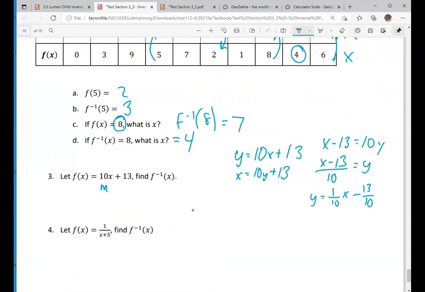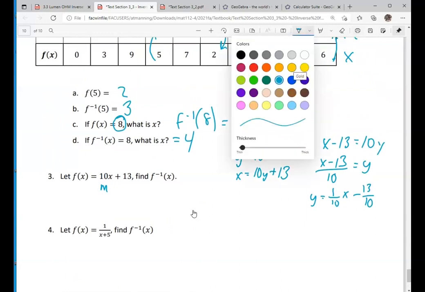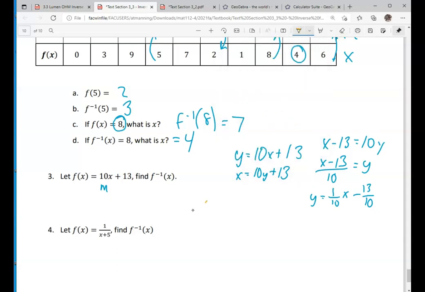All right, next one. Change my color, even though on your screen it hardly changes in color. Let's do y equals 1 over x plus 5. Switch x and y. X equals 1 over y plus 5. What do I do to solve? I'm going to remember that I can multiply by y plus 5 and divide by x at the same time. I'm going to do that in one quick step.